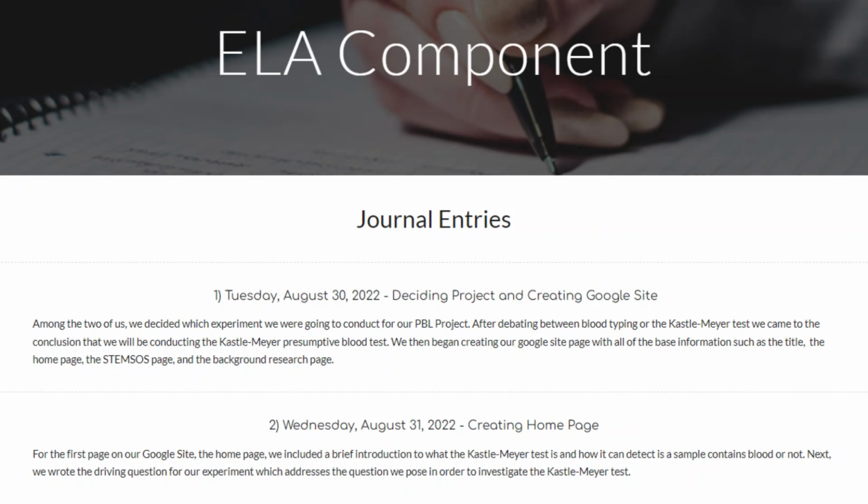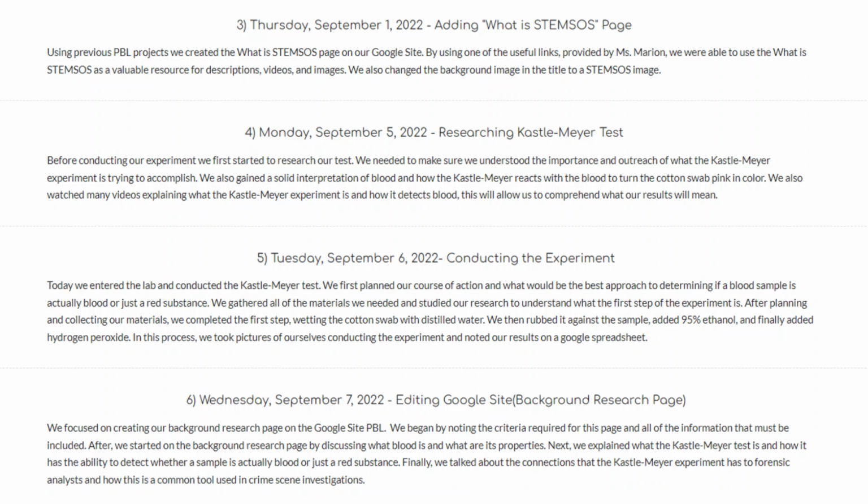For our English component, we documented our journey into truly understanding the Kastle Meyer presumptive blood test. During the startup phases of the experiment, we set up the basics of our Google site. Afterwards, we researched this topic to understand the importance of what the Kastle Meyer experiment is and what the test is trying to accomplish. We then carefully conducted our experiment, making sure that we followed all the instructions while documenting the results in our Google site.